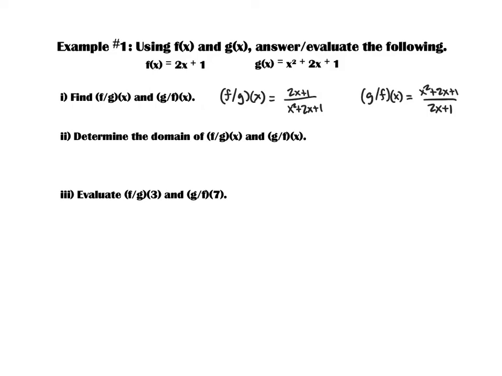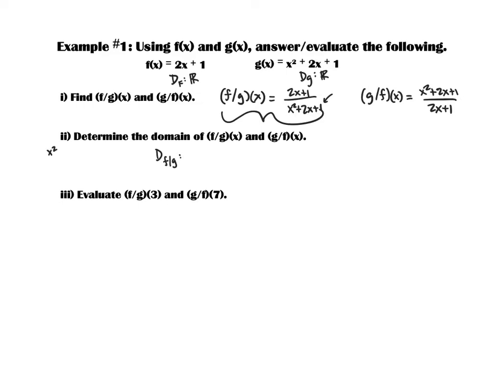Okay, let's determine the domain of f divided by g of x. Notice that f's domain would be all real numbers, and so would g's domain, all real numbers. However, when we divide them, let's take f of x divided by g of x first, we do not want the denominator to equal 0. So the domain of f divided by g excludes anything that makes the denominator 0.